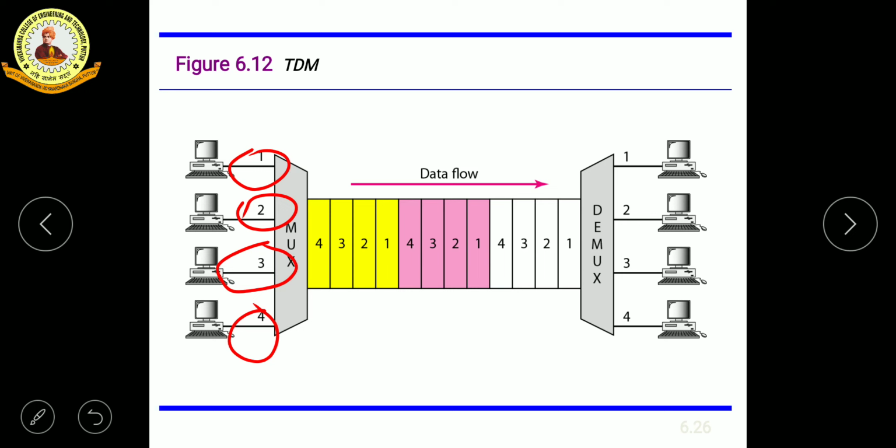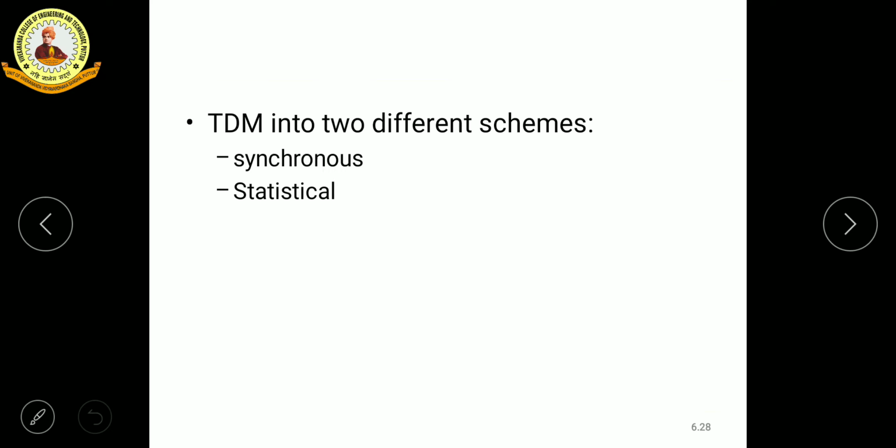We can note that TDM is a digital multiplexing technique, and it combines several low rate channels into one high rate channel. That is the main use of the TDM technique in this bandwidth utilization section. Then we can divide time division multiplexing into two different schemes. The first one is synchronous time division multiplexing, and the second one is statistical time division multiplexing. So please note these two: synchronous TDM and statistical TDM. One by one we will learn them.